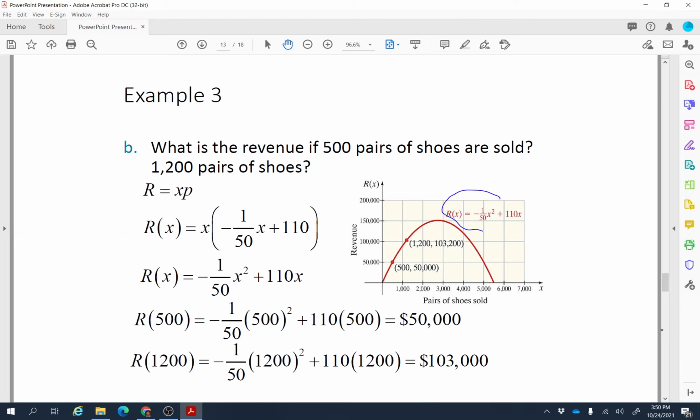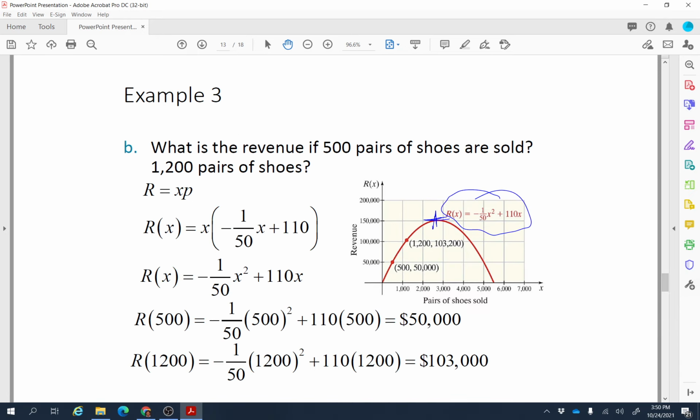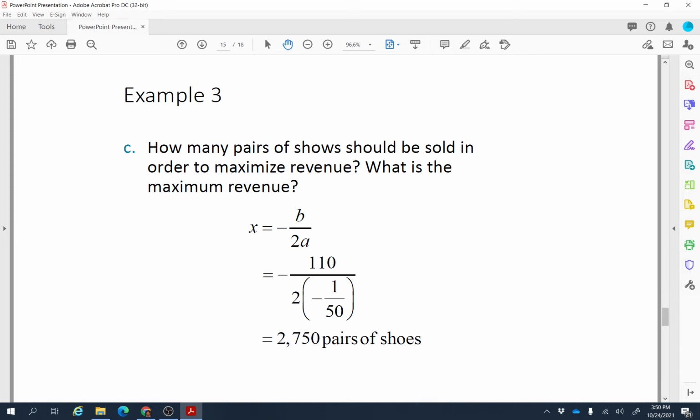Because the revenue is a quadratic function, we can also find the maximum value of that revenue by finding the vertex. And that is our last question. The question is, how many pairs of shoes should be sold in order to maximize the revenue? So look here, we want to find the maximum value of this quadratic function. That means we are looking for the vertex. We know the formula for the vertex is negative b over 2a.